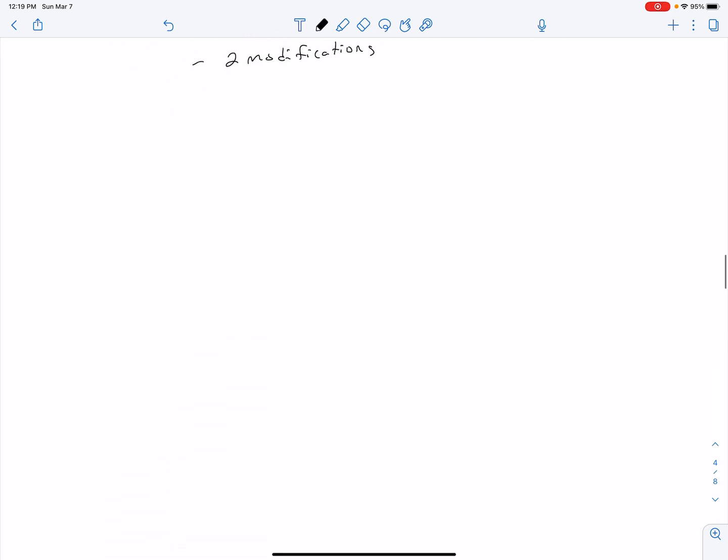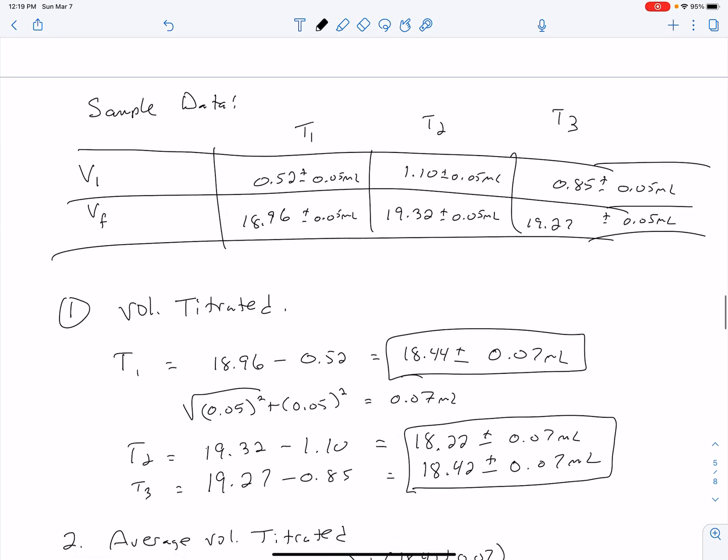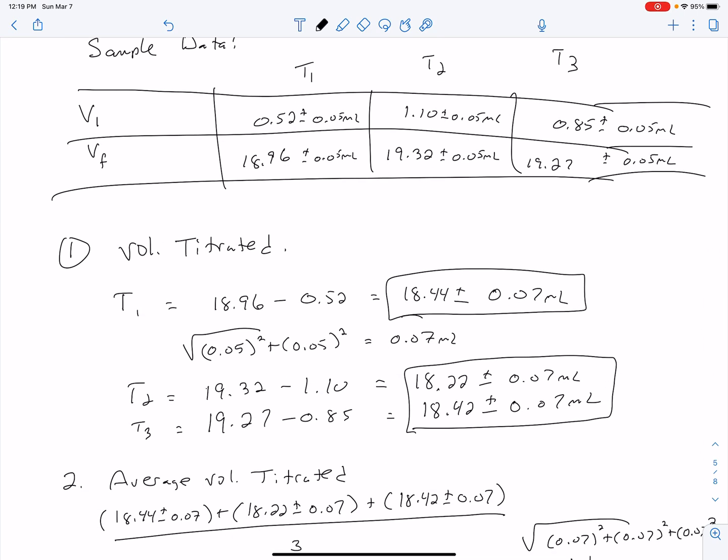Now the final part, let's go through and do some sample data. So here is some sample data. Not exactly what you saw, but it's close enough that you could get the idea. I had an initial volume and a final volume for 3 trials. Notice they all start with the same uncertainty of a burette.